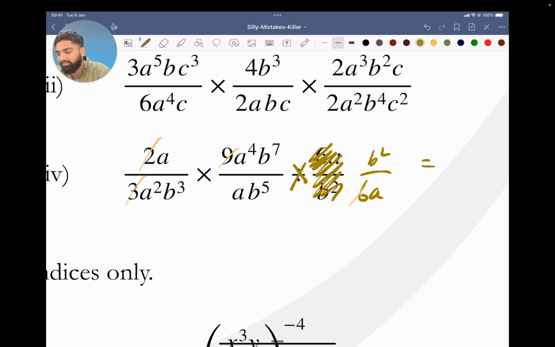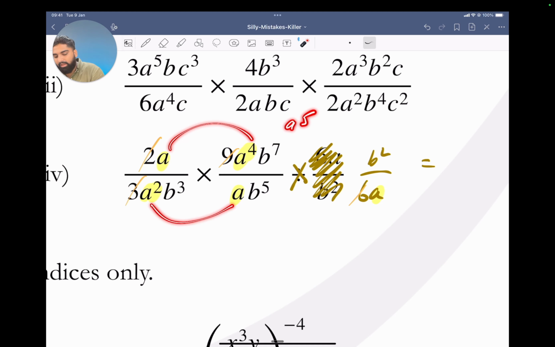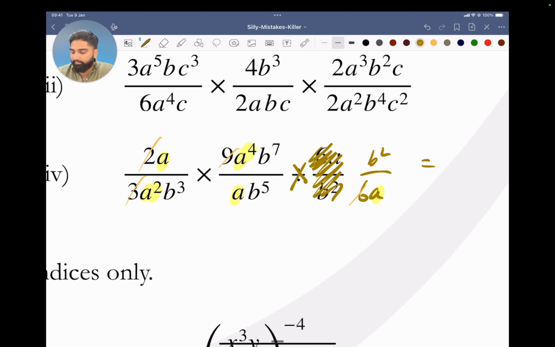Let's see, how many a's do I have? I have 4 a's here, 1 a here. That's a to the power of 5. And then I have 1 a here, and another a here, and another a here. So I have a times a to the power 4, which is a to the power 5, and then I have a to the power 4 in the denominator. Well, guess what? You have 5 at the top, 4 at the bottom. You're left with just 1a in the numerator.